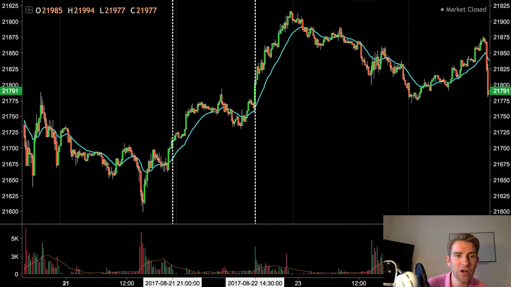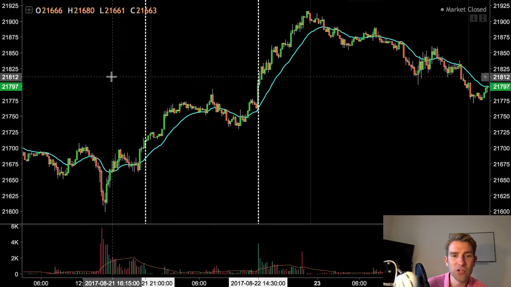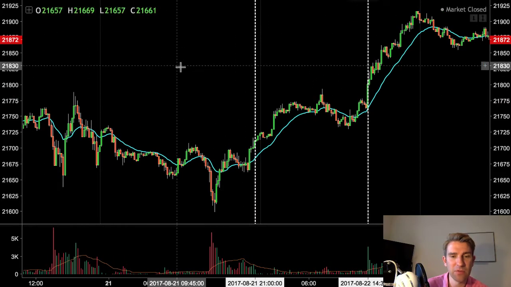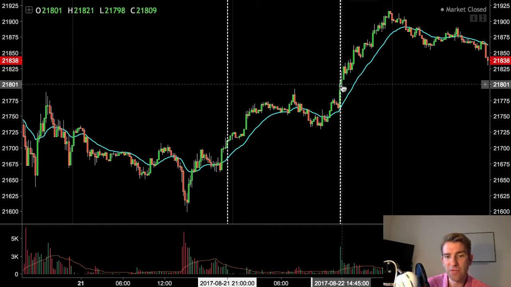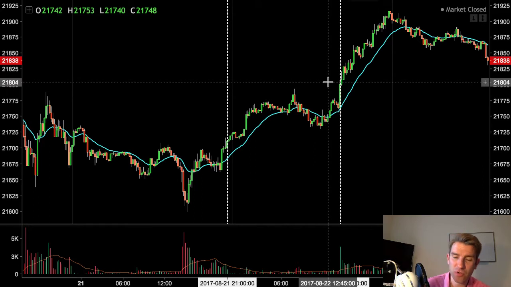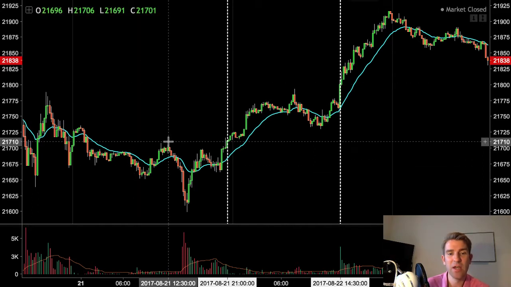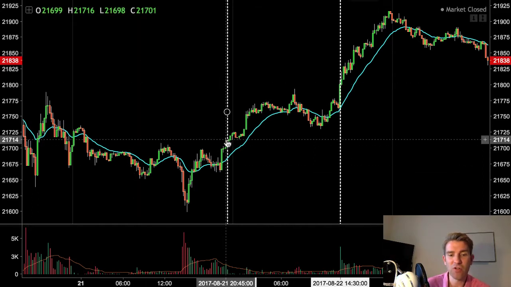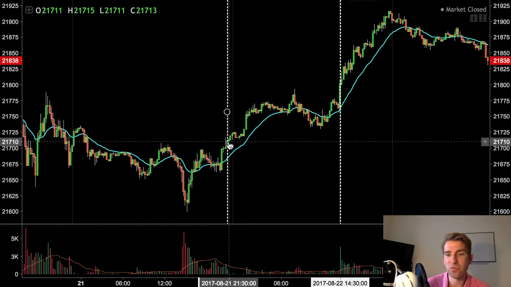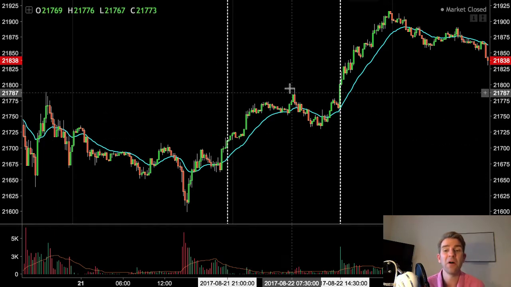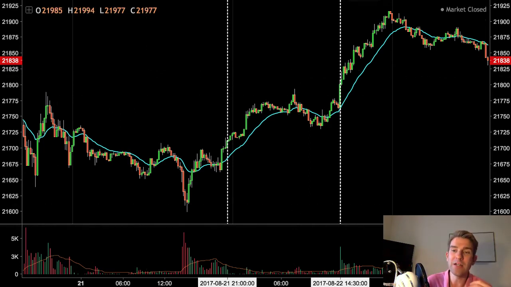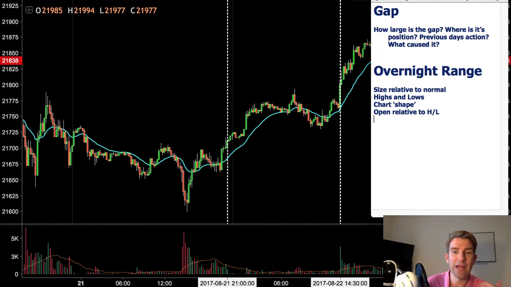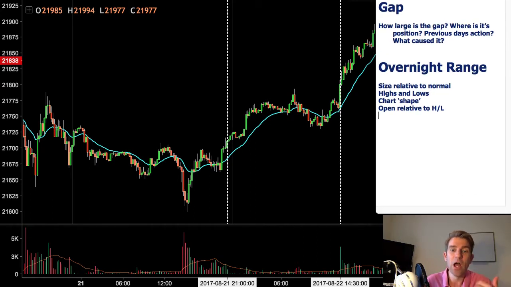This is a 15-minute chart of the Dow cash or synthetic cash. It's probably based on a CFD with TradingView. And we can see we're opening up around 21,800, and we closed the cash session around 21,710, so about a 90-point gap, give or take. The official close difference is going to be different, but immediately we can say that's a pretty decent gap, right? How large is the gap? 90 points, 100 points.